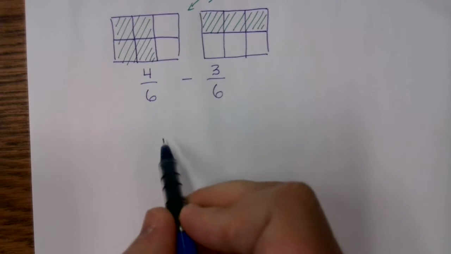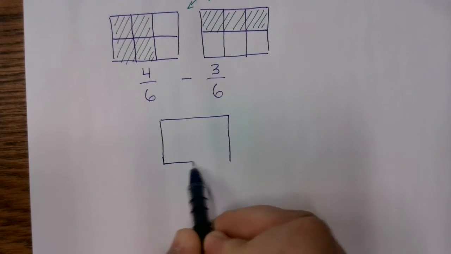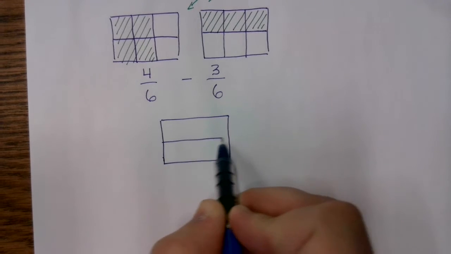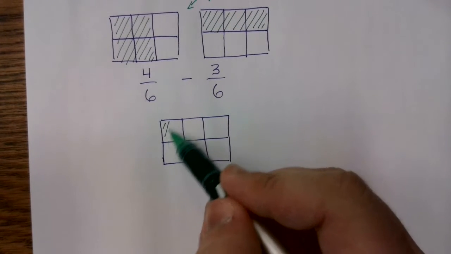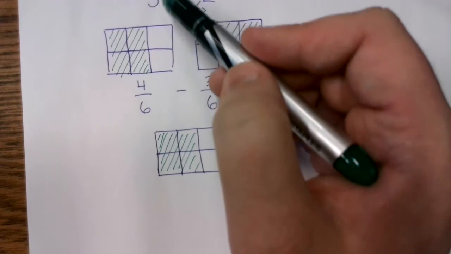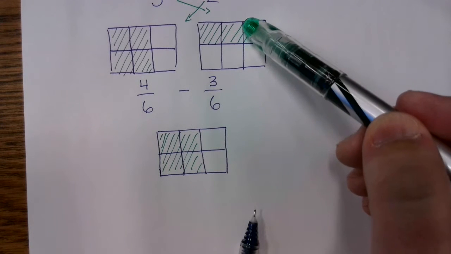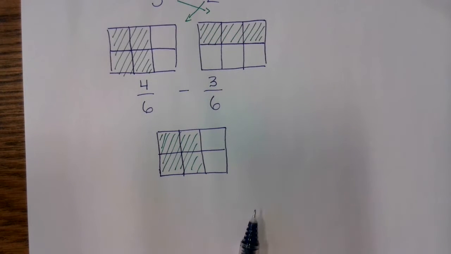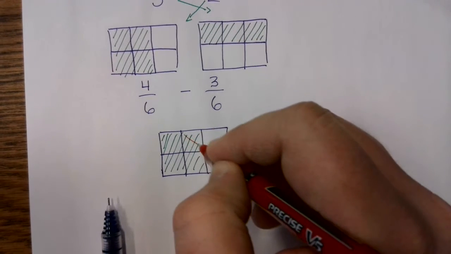Now I'm going to draw one final model. Split it in half, split it in thirds, and I'm going to color in 4 of them, which is the same as 2/3 that we started with. Same amount is colored in. But this time, instead of adding in my 3/6, I want to take it away. So I'm going to show here that I am removing 3/6 from this model. And I can do that by putting an X through it.